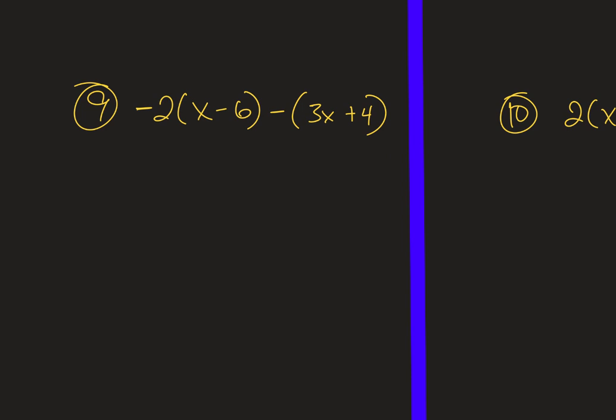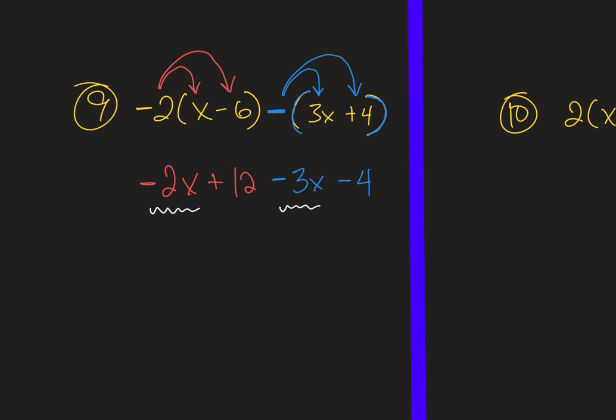So here we go. First thing is there's no change in that this is just negative 2 times x. That's negative 2x. Negative 2 times negative 6, that's positive 12. Now, I am subtracting this entire group, right? So that means I am subtracting 3x, and I am subtracting 4. And now it's just like terms. Negative 2x minus 3x is negative 5x. 12 minus 4, that's 8.